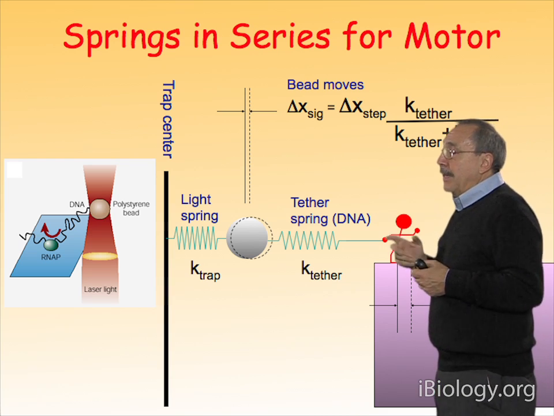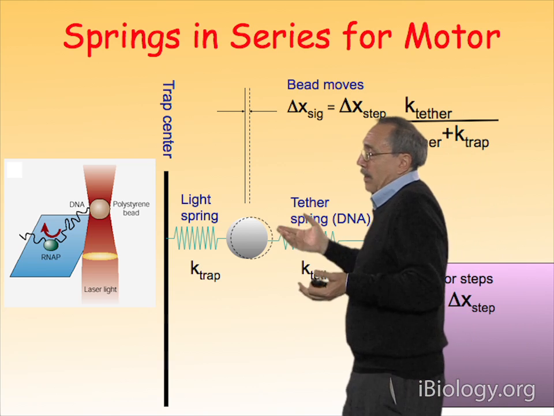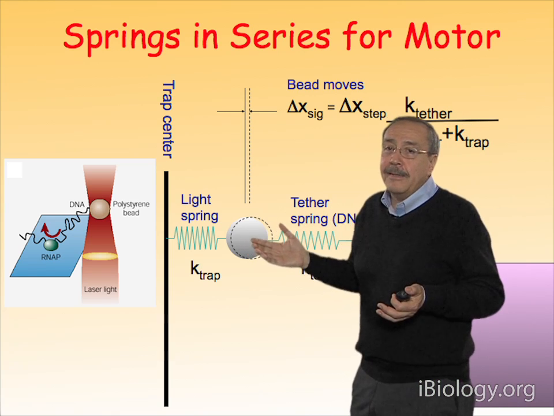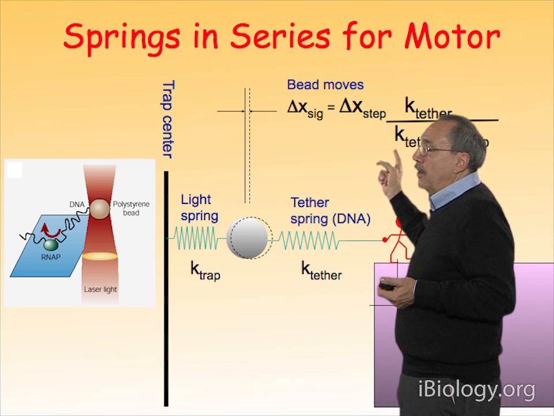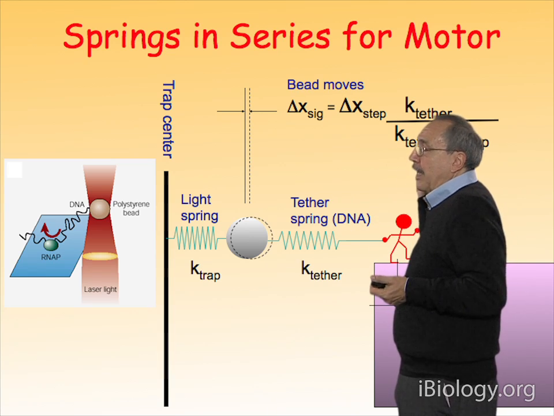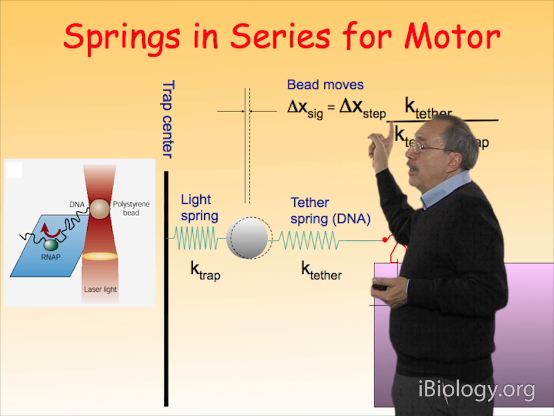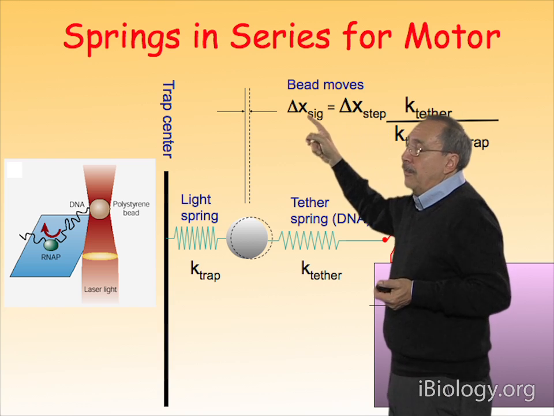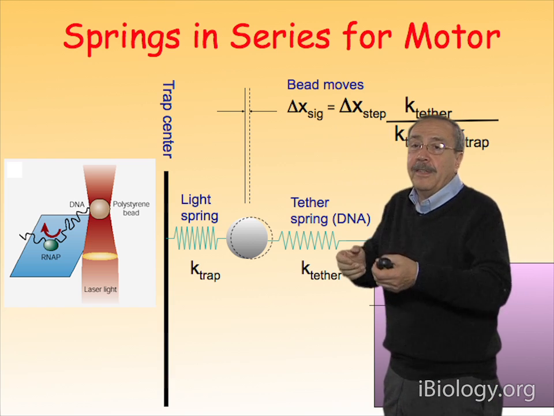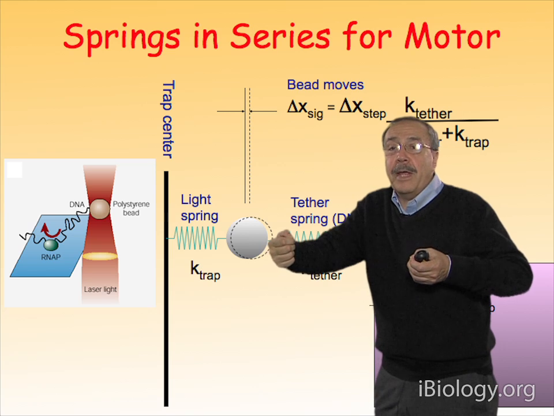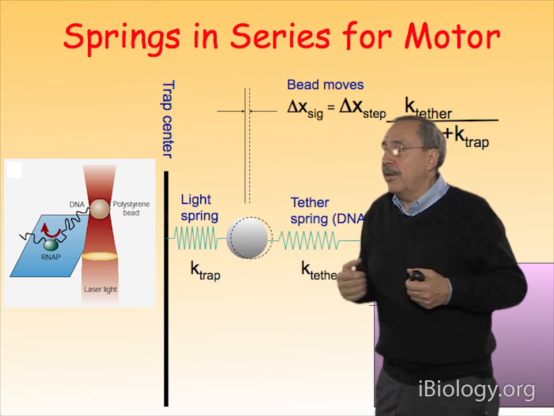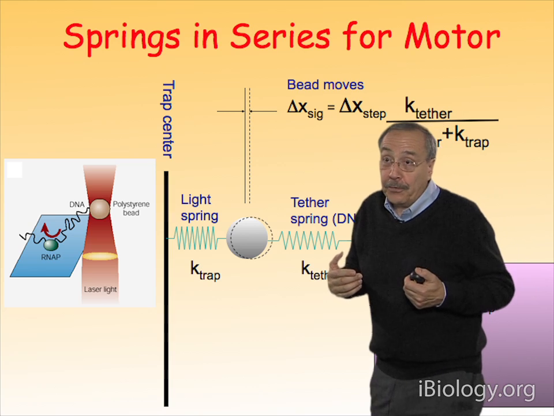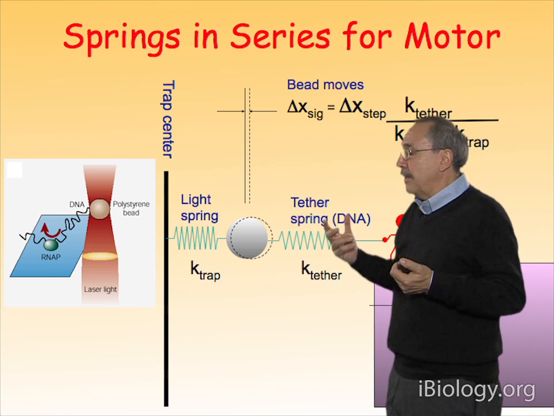Okay? But let's take the case where, in one extreme case, the tether is so soft that k tether is practically 0. Then you have in the denominator just k trap, and in the numerator you have 0. 0 multiplying delta x step gives you a very small signal, because basically every movement that the motor makes is absorbed by the tether, right? Of course, DNA is not that soft, right? The double-stranded DNA is stiffer.